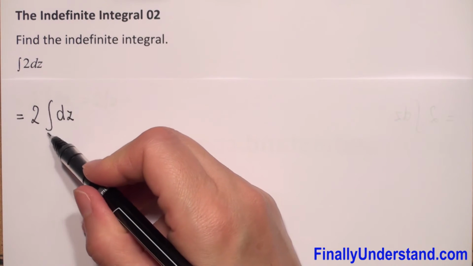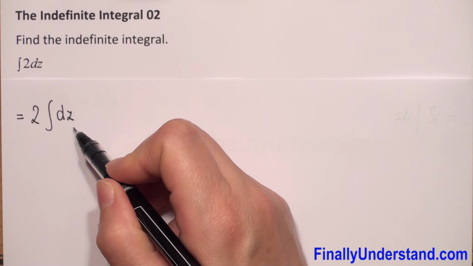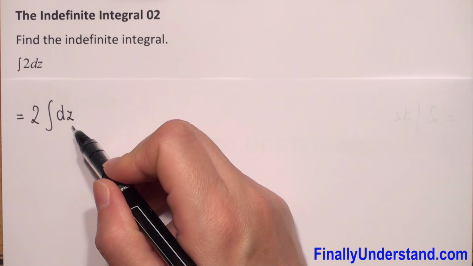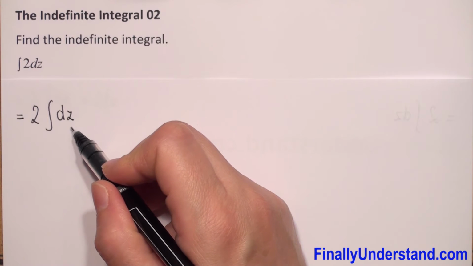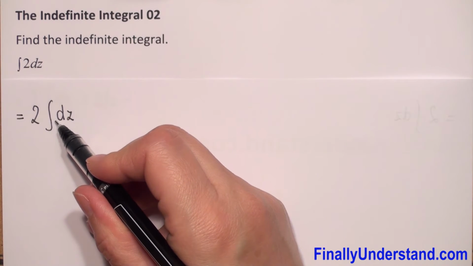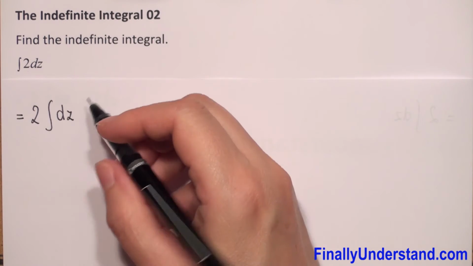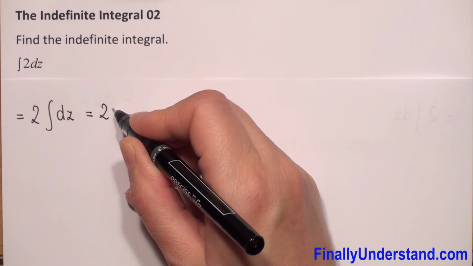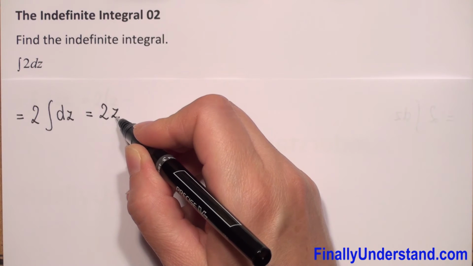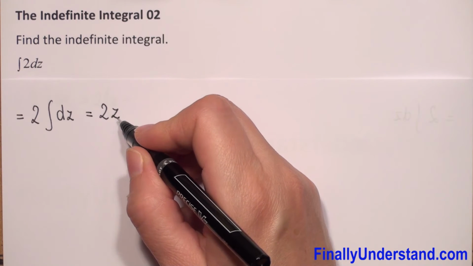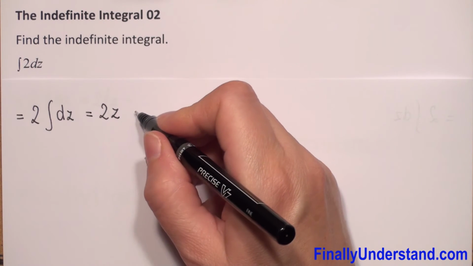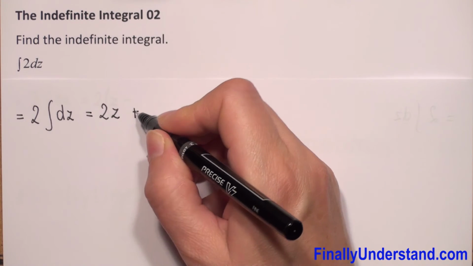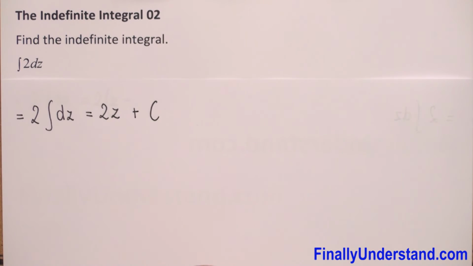And now we have an integral which is very easy to calculate. You have to ask yourself the question, whose derivative is 1? The derivative of z. So we have to copy 2 and we have times z. Now when we have an indefinite integral, we always have to add the constant c.